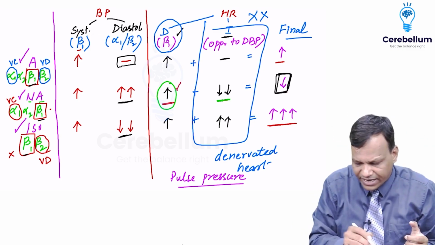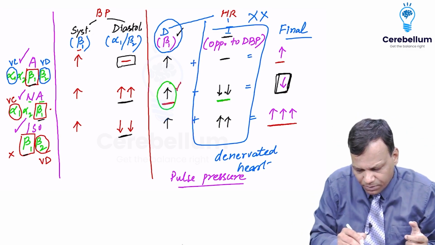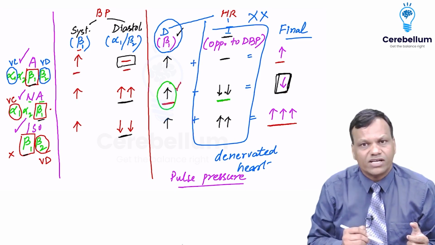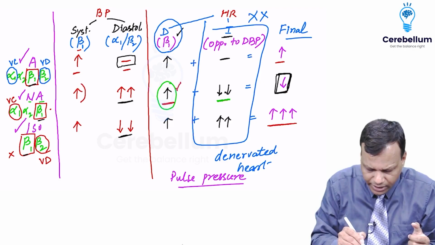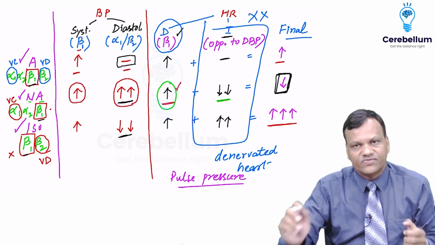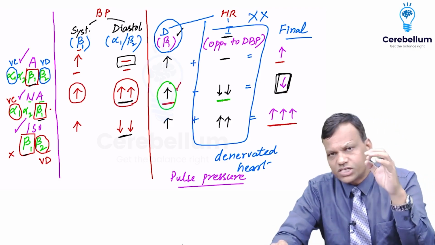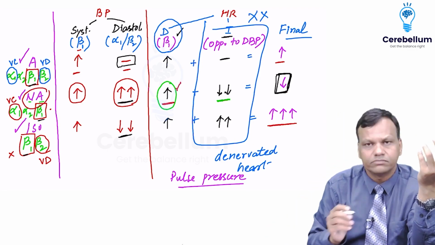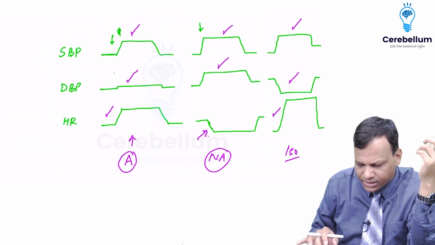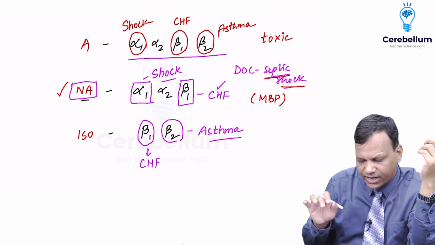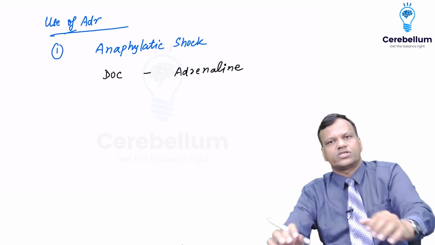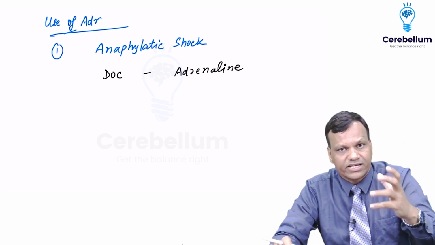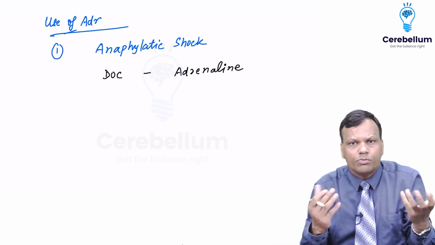If we see, adrenaline increases systolic BP, but has a negligible effect on diastolic BP. On the other hand, noradrenaline increases both systolic as well as diastolic BP. So which should be better to increase BP? Obviously, it should be noradrenaline. But why is adrenaline the drug of choice? Why is noradrenaline not the drug of choice in anaphylactic shock, although for increasing the BP, noradrenaline should be better?